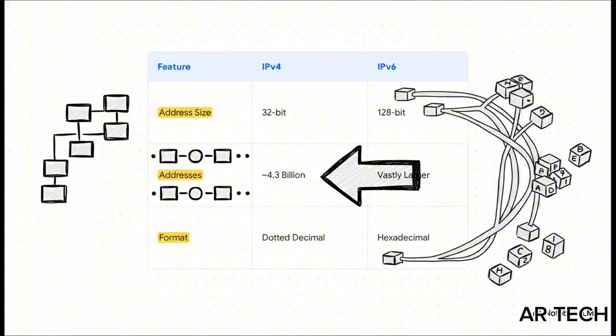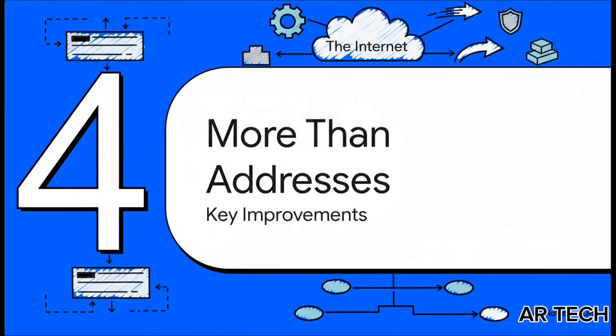So this slide really breaks down that fundamental shift. IPv4 used a 32-bit address. That's what gives us those 4.3 billion combinations. IPv6, on the other hand, uses a 128-bit address. And that's the key to that absolutely insane number of addresses. You can also see the format changed, from that simple dotted decimal to a more complex but way more capable hexadecimal system.